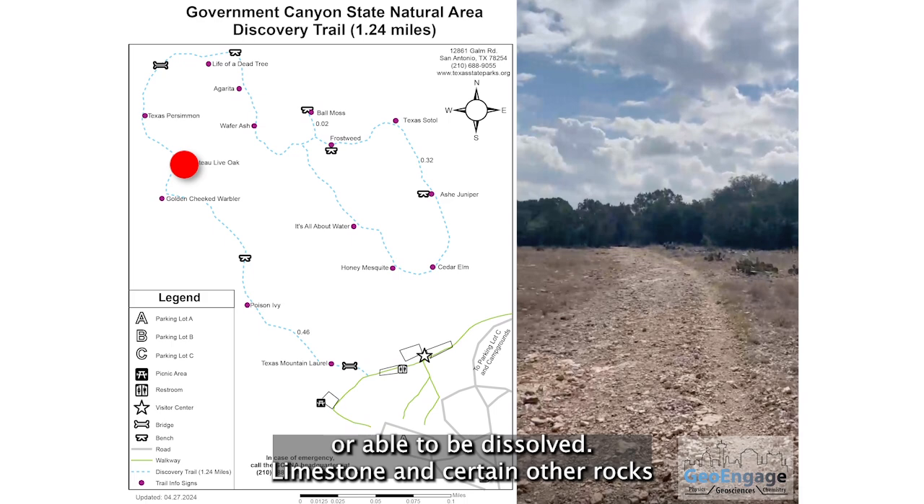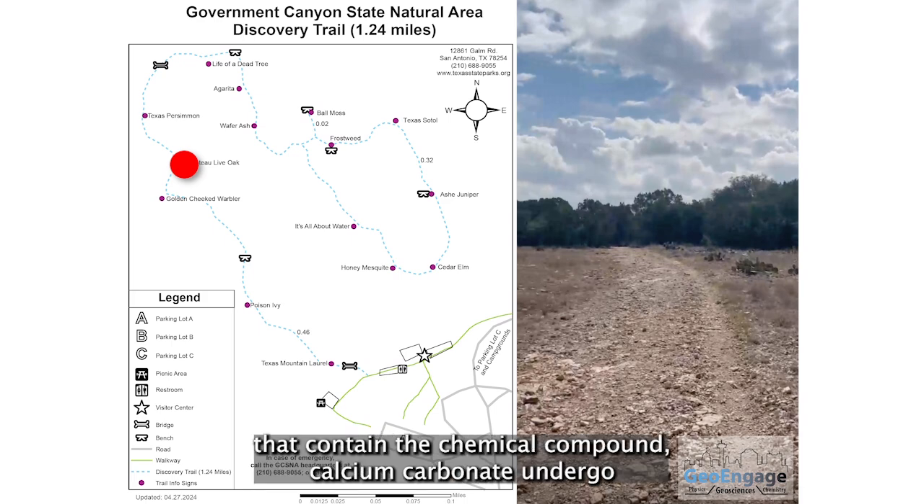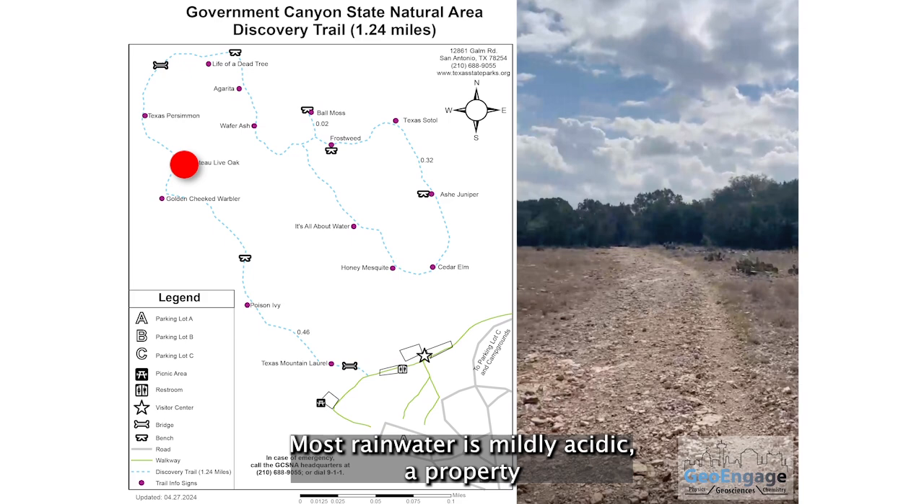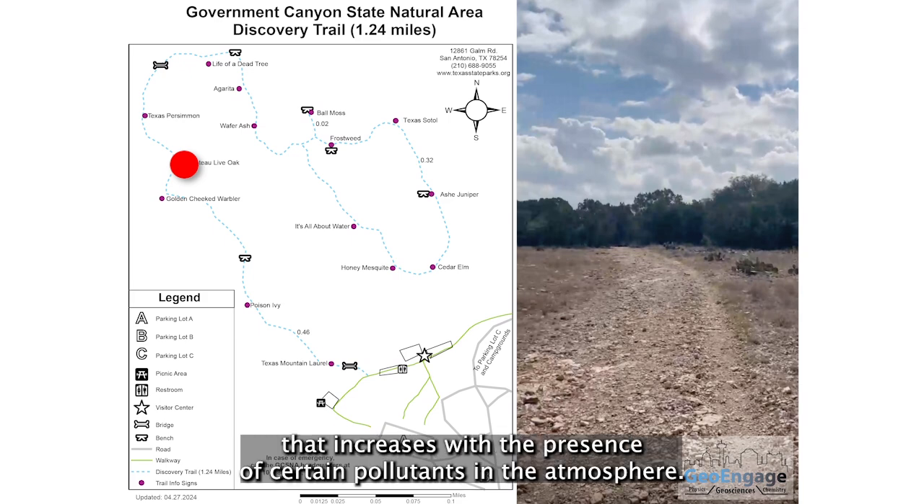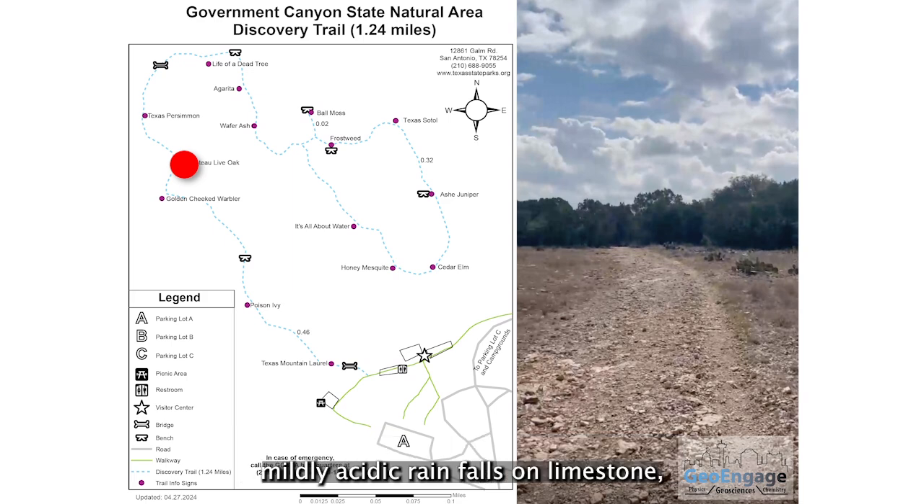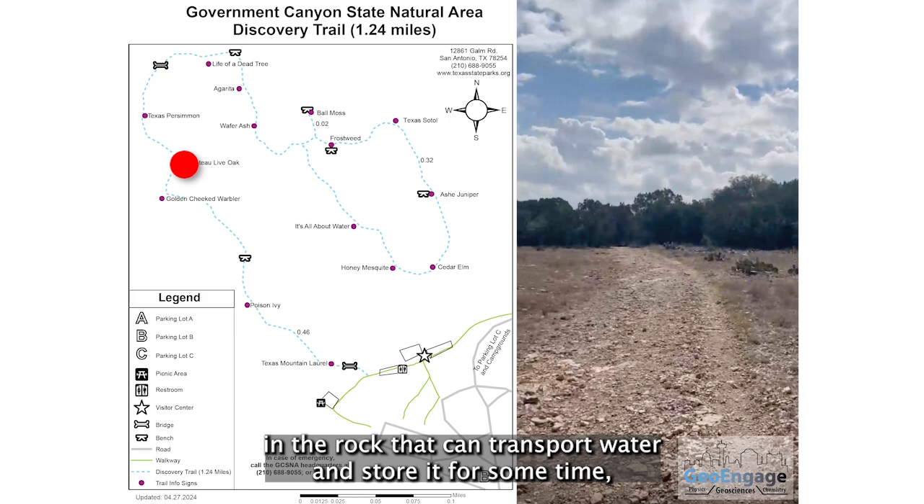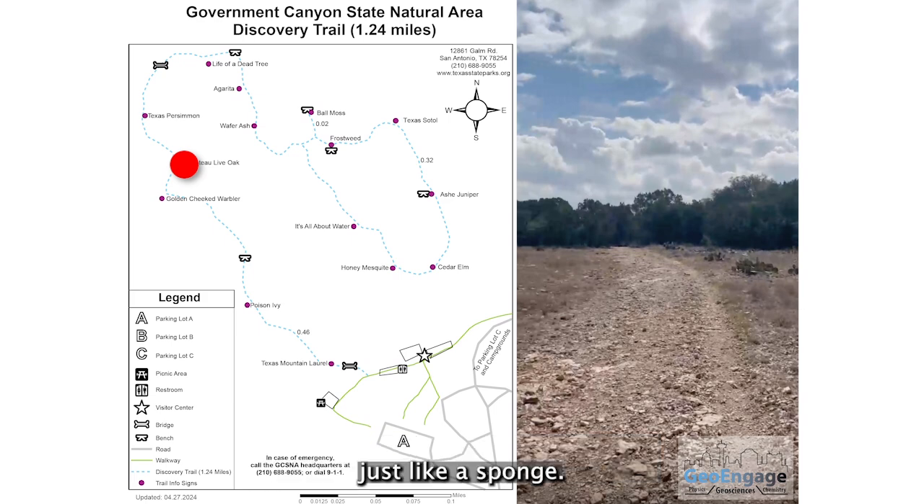Limestone and certain other rocks that contain the chemical compound calcium carbonate undergo a pretty cool reaction when they are exposed to acids. Most rainwater is mildly acidic, a property that increases with the presence of certain pollutants in the atmosphere. When this mildly acidic rain falls on limestone, it causes the rock to react chemically, dissolving ever so slightly. Over time, this dissolution can create holes, voids, and even massive cave systems in the rock that can transport water and store it for some time, just like a sponge.